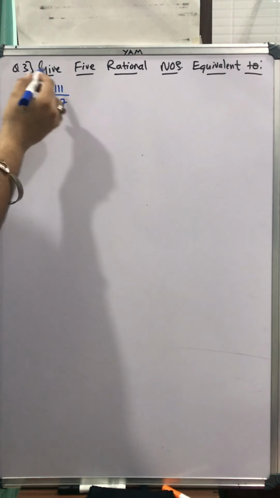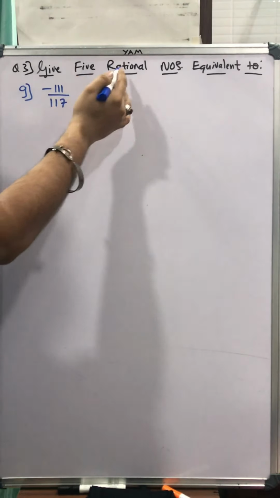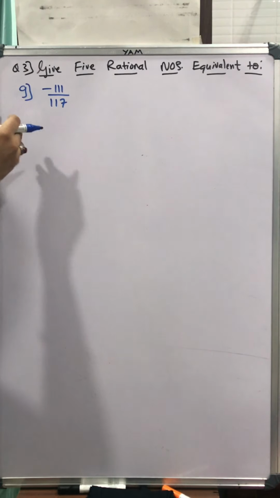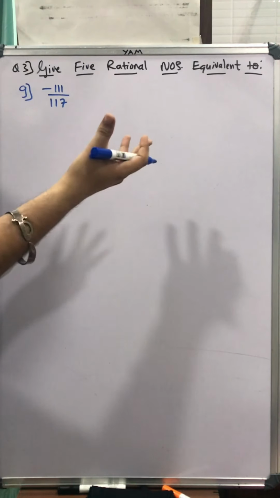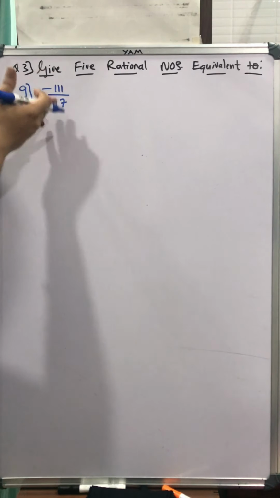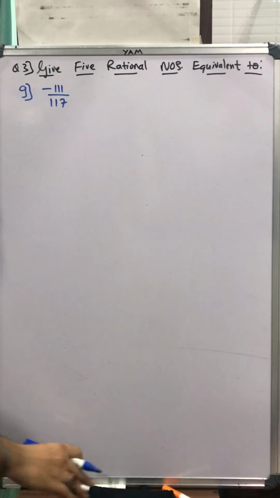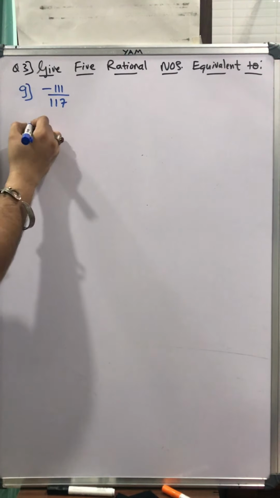Students, now the next question. The main question remains the same. Give 5 rational numbers equivalent to the given rational number. So we need to write 5 more rational numbers which are equal to, or the same as, or equivalent to the given rational number. So the first thing, students, is I will write the question once again.